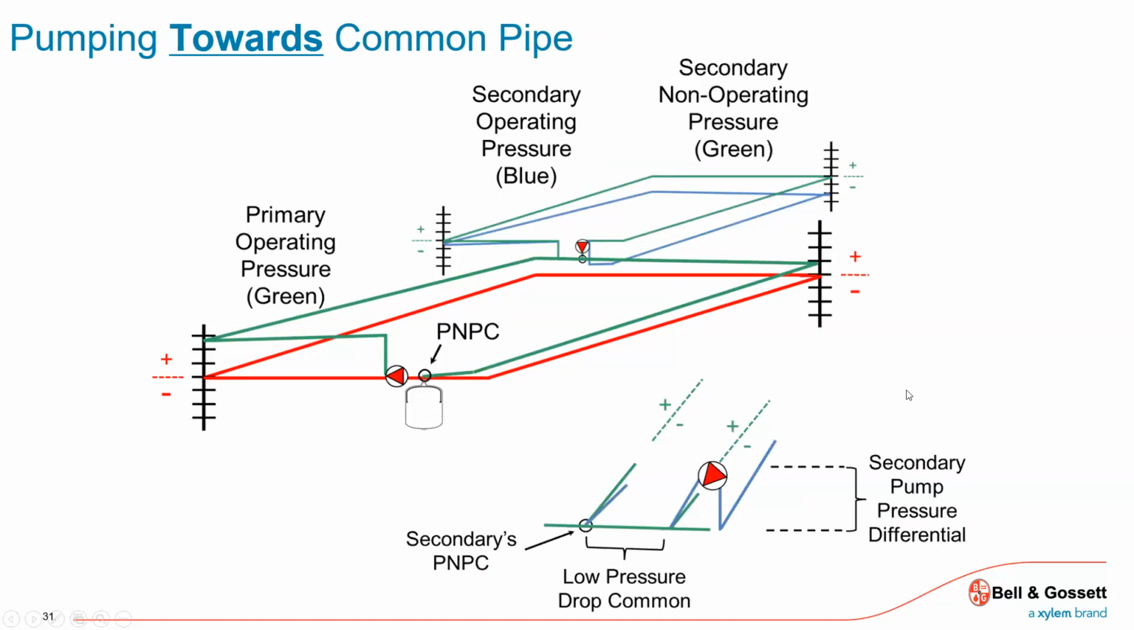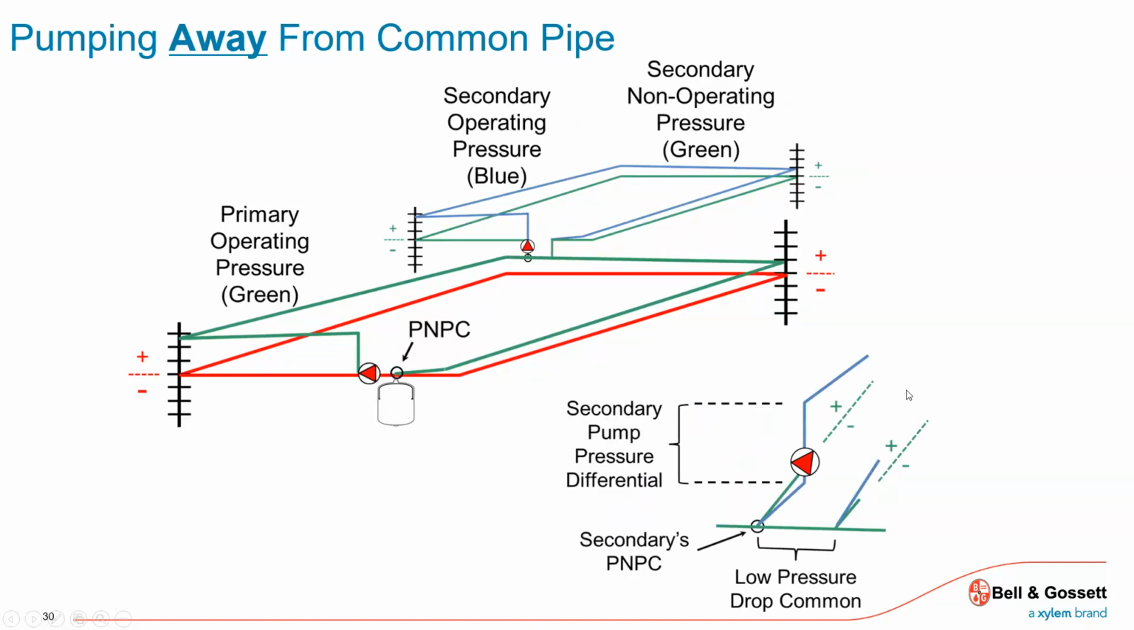You don't want to do this where you put that pump on the return side of that secondary. Now you turn it on, you actually would experience that drop in pressure. You don't want to do that. You always want to have your secondary pumps pumping into your secondary circuit.